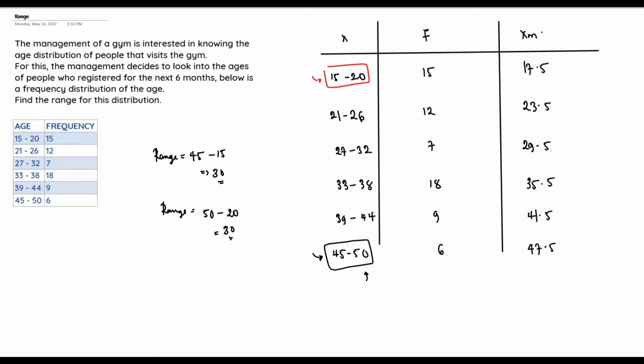As you can see, we have the same answer, and we can also decide to use the middle class to get the range of our data set. All we have to do is take the largest middle class value, which is 47.5, and subtract the lowest middle class from it. So our range is equal to 47.5 minus 17.5, and when we do the math, we can see that our answer is also equal to 30. So the range of our data set is equal to 30.